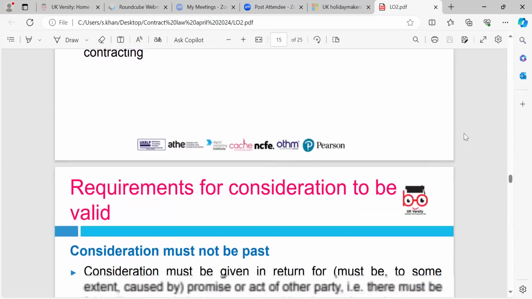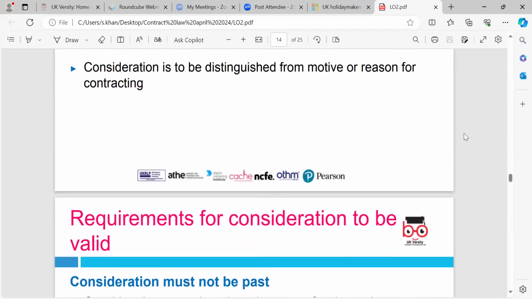In regards to this, we looked at the case of Currie and Misa, which offered a definition of consideration, which was that some right, interest, profit, or benefit occurring to one party, or some forbearance, detriment, loss, or responsibility given, suffered, or undertaken by the other party. And that was the definition in the case of Currie and Misa, 1875.